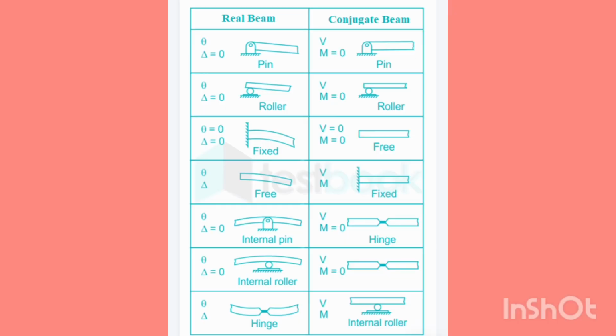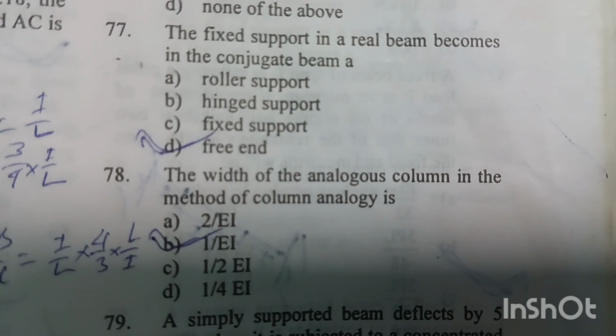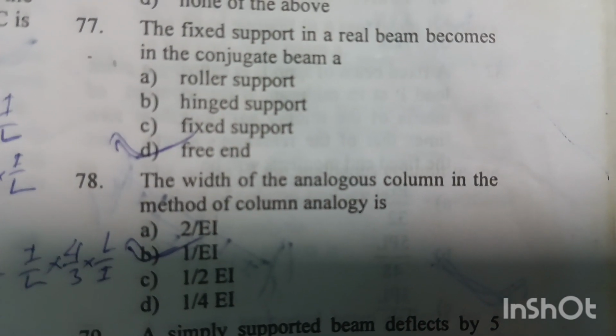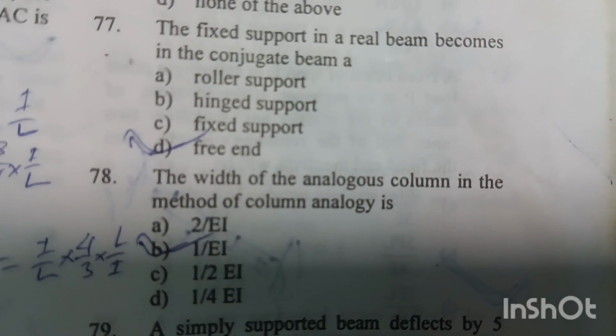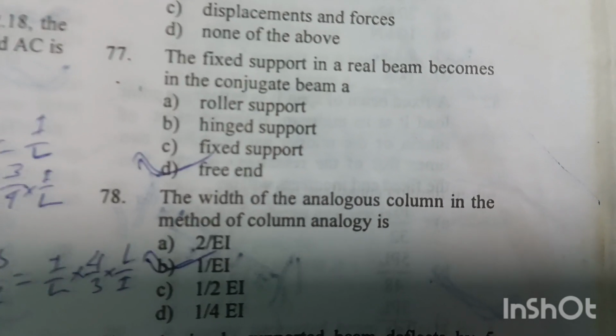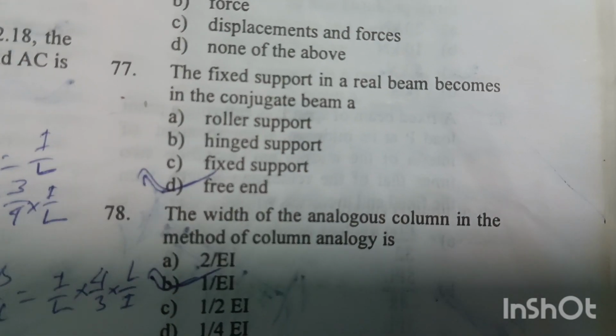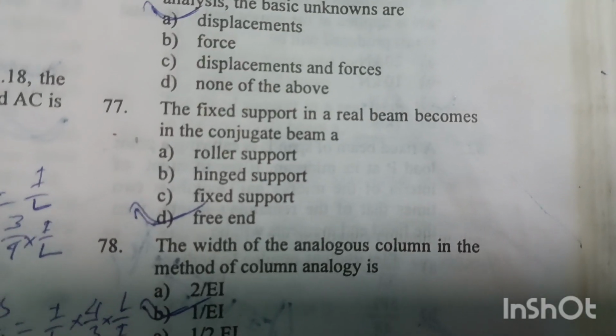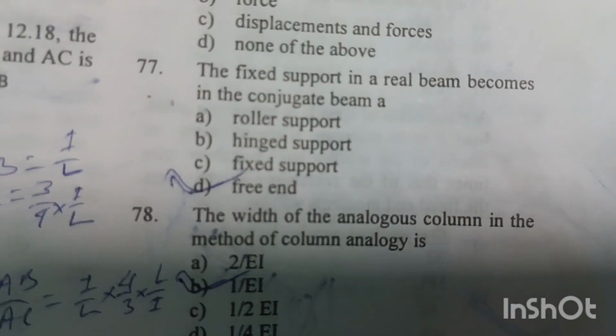Question number 77. The fixed support in a real beam becomes in the conjugate beam a free end. Option D is right answer. In structural analysis, conjugate beam is an imaginary beam of same length as the real beam, and this method is used for determining the slope and deflection of the original beam. Shear force at any point of a conjugate beam represents the slope at that point of the original beam, and bending moment at any point of a conjugate beam represents the deflection at that point of a real beam or original beam.